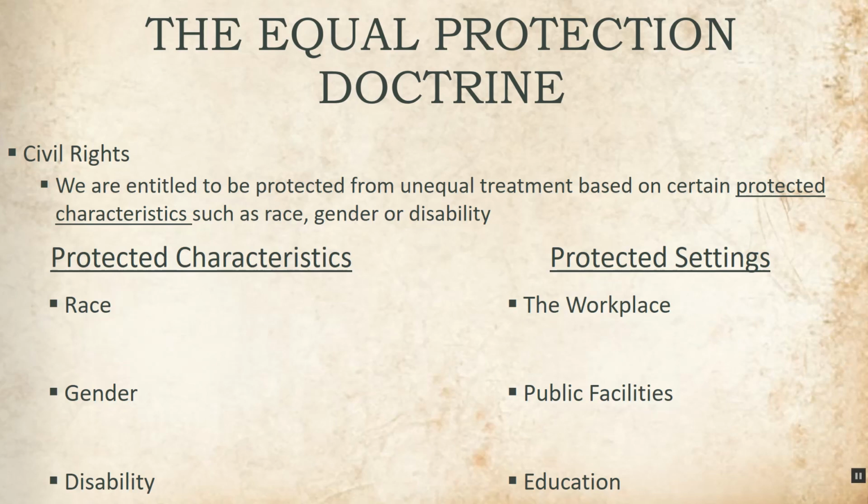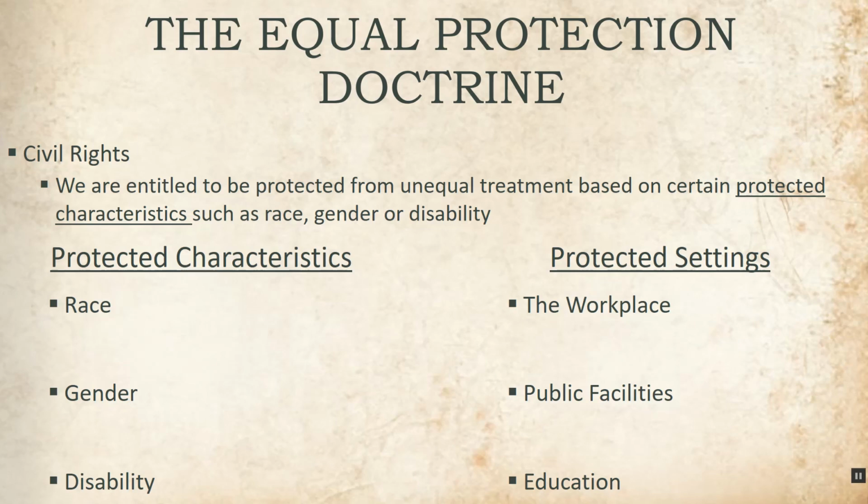And the Equal Protection Doctrine basically says that we as citizens of the United States are legally entitled to be protected from unequal treatment on the basis of certain protected characteristics such as race, gender, or disability, and in certain protected settings such as the workplace, public facilities or services, and education.